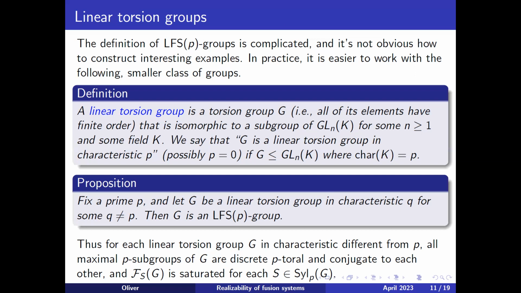Not a terribly deep result. So let me just write that: G is linear in characteristic 0, but not linear in any characteristic not 0.